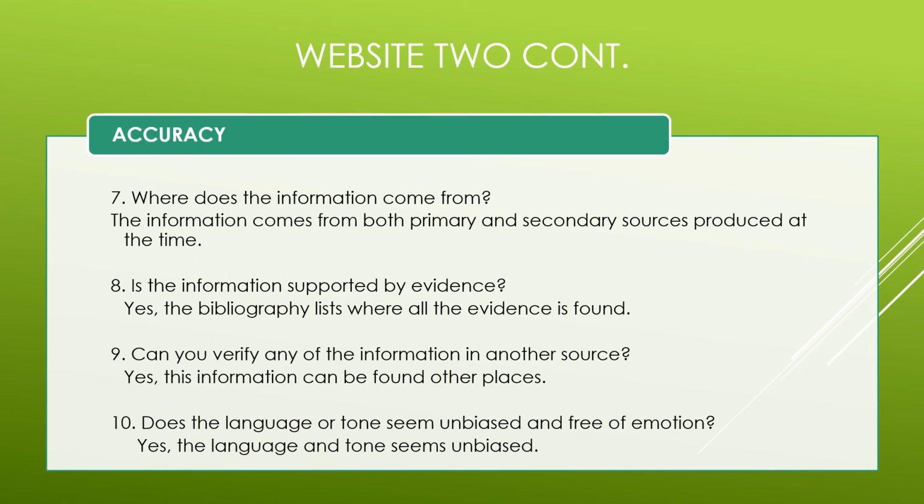The accuracy. Where does the information come from? The information comes from both primary and secondary sources produced at the time, and also from historians who have written about the topic. Is the information supported by evidence? Yes, the bibliography lists where all the evidence is found.